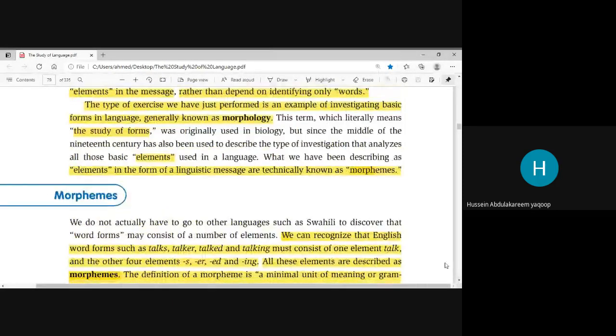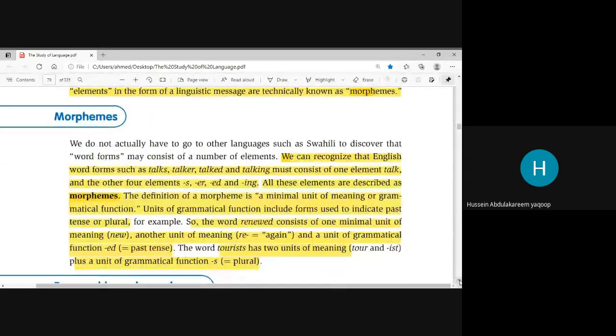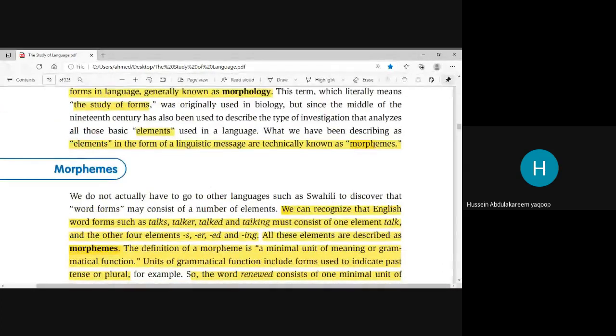So broadly, the study of forms is morphology. Now, what can be included within one word? We have maybe different elements. As I said in the beginning, we have, for example, renew, and new. These are two elements, and of course, we will figure out and recognize the difference between re and new in the coming sections. Now, these elements in general are known as morphemes. Let's know more about morphemes.